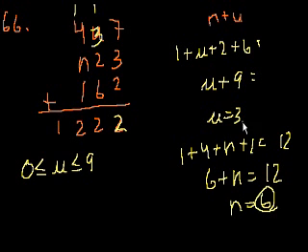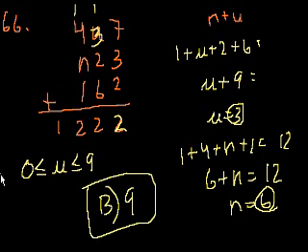So n plus u, 6 plus 3, that's equal to 9. And that is choice B. B, 9.